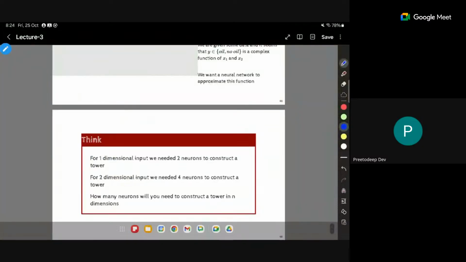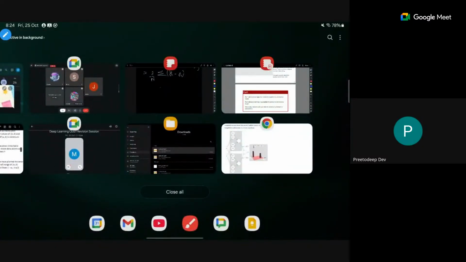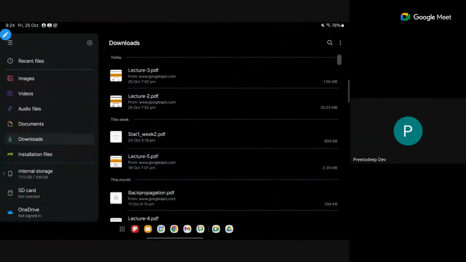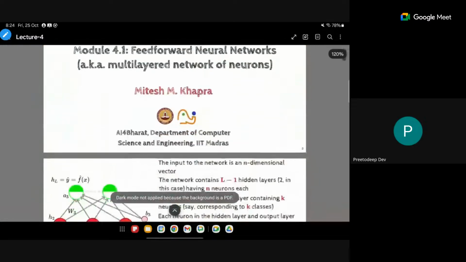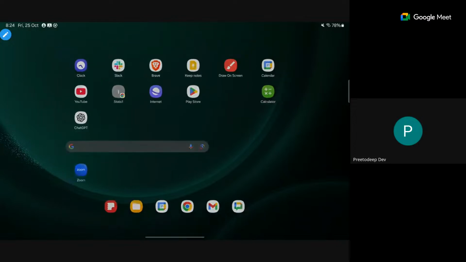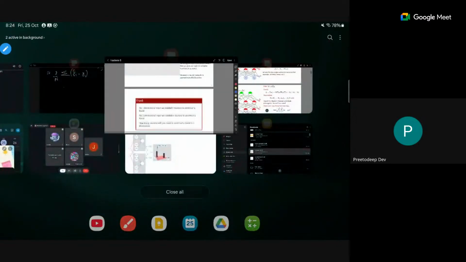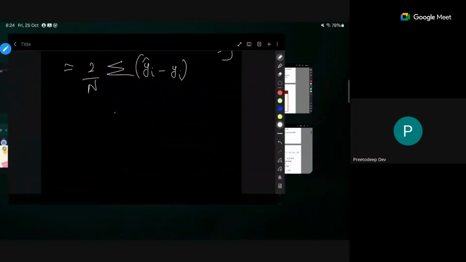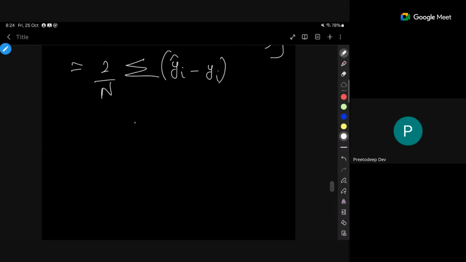Let's move on to lecture 4, which is going to be feed forward neural network. We are done with all the boring part of it. Now maybe we can do something better. So let's do the feed forward and backward neural network.